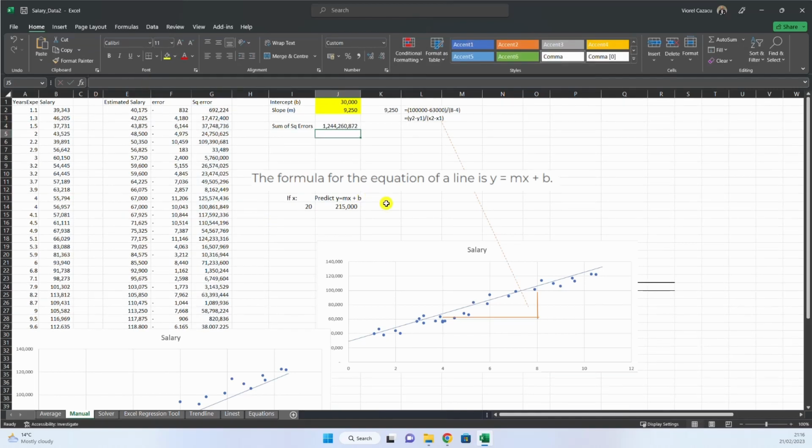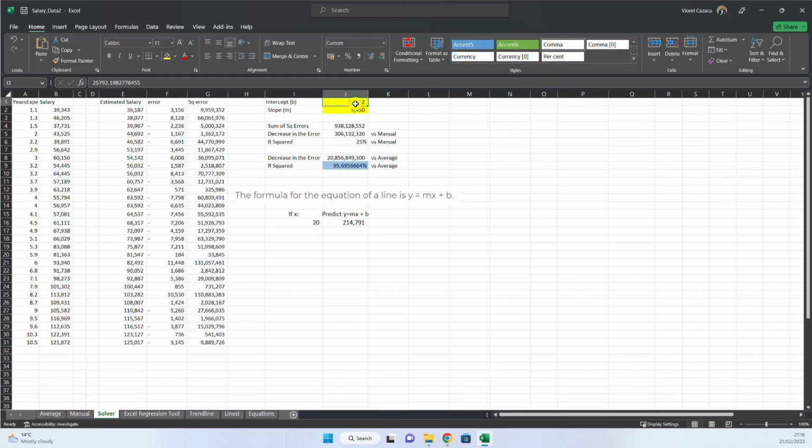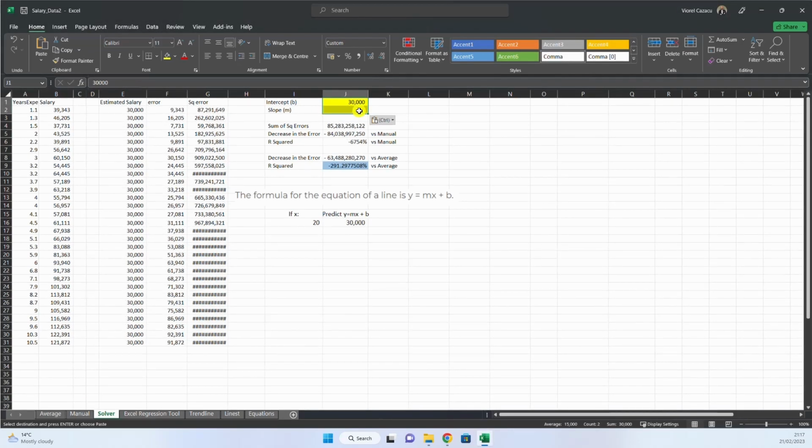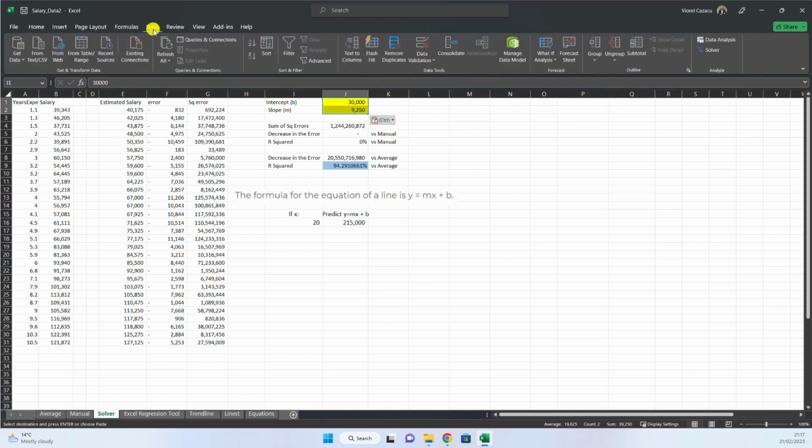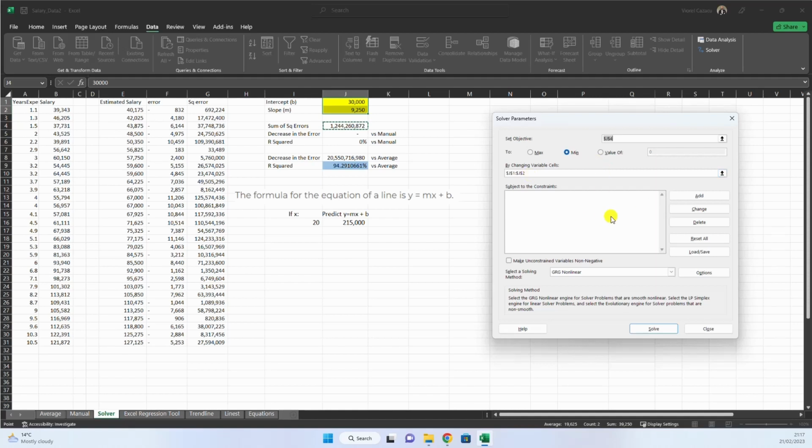Okay, we approximated this estimation, but now we can do it exactly. So we will use the solver. Okay, we put back the values from the manual trial. Okay. And now we want to see what are the optimum intercept and slope. So we go to data, to solver. Okay, and we already have it here.